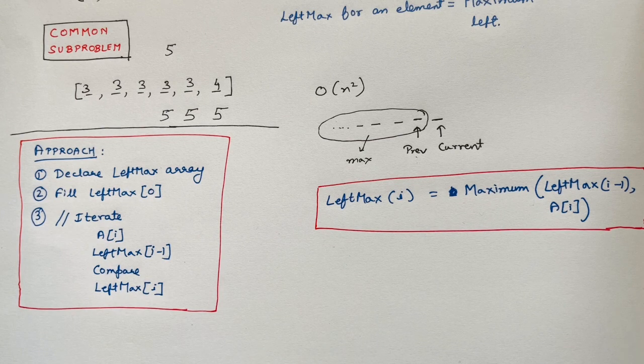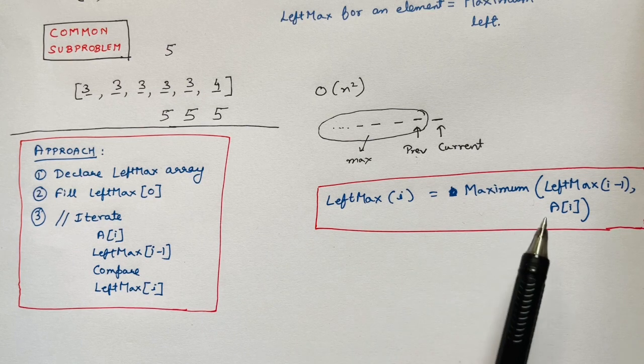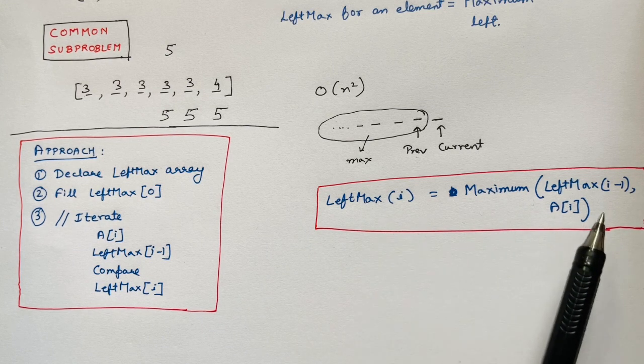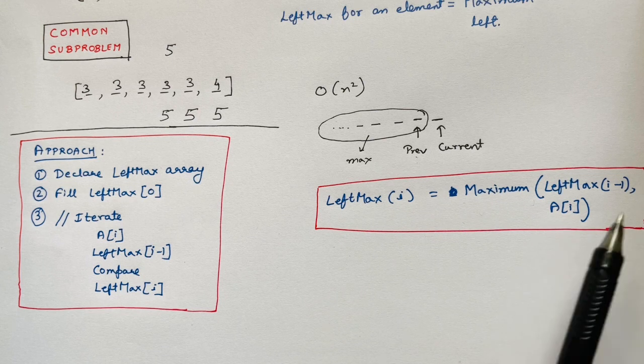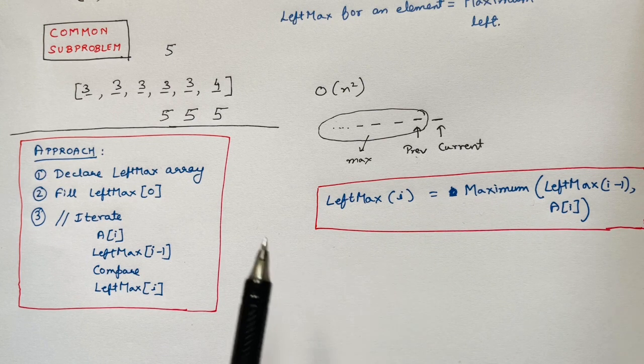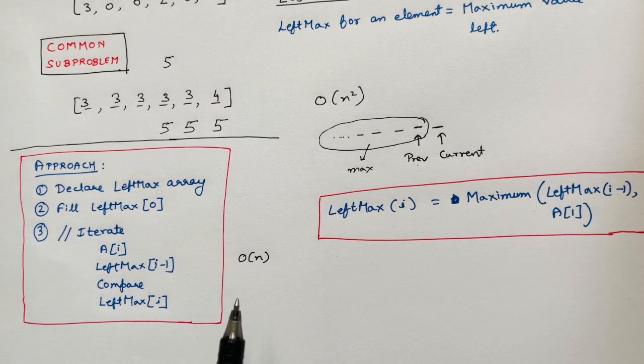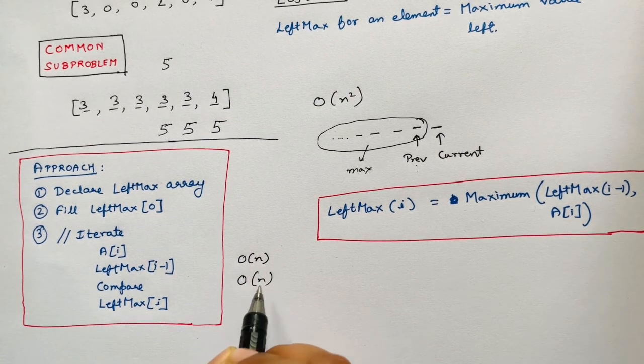Similarly, we will be able to do it for right max. And for right max, this formula will instead depend on right max of i plus 1, and we will be iterating from right to left. Now this reduces our time complexity to big O of n because we are iterating only once. And it also gives us space complexity of big O of n because we are storing all the results in a left max array.